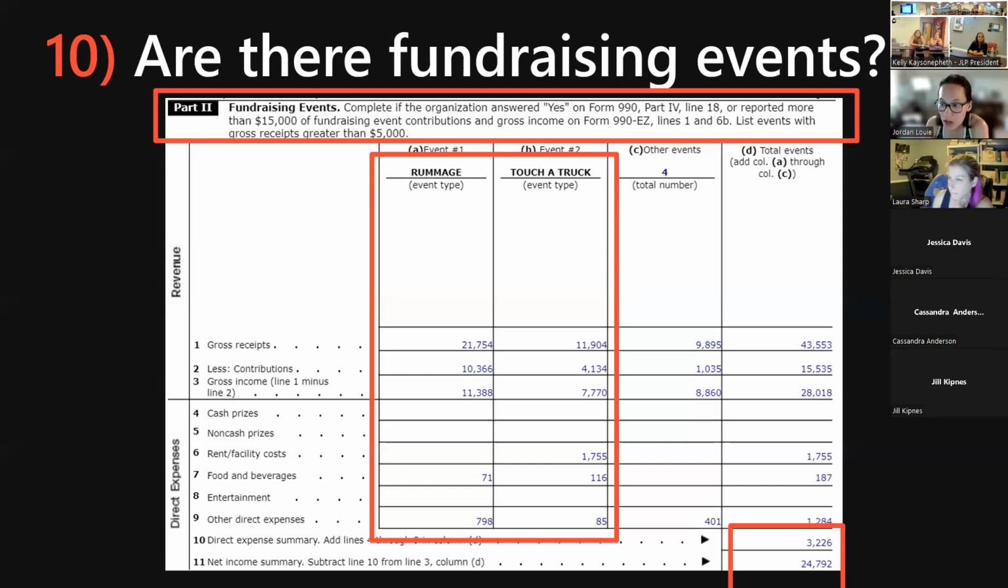So Schedule G Part 2, your event should be listed out and they should be making money. Not all fundraisers do, but I would expect they're making money. If they were on my fundraising team, they would be making money. If it was not making money, maybe the organization has a different perspective or view on fundraising events.